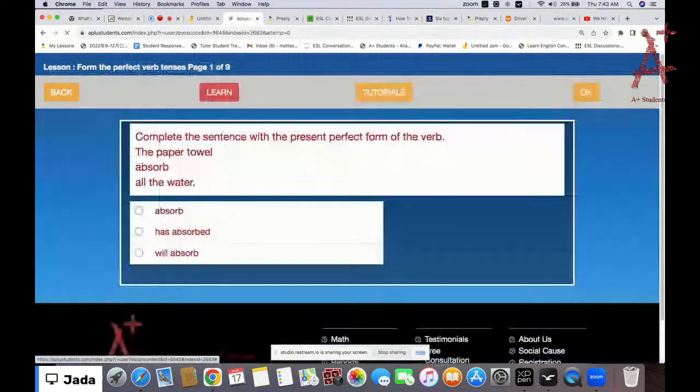Okay, so let's go try the test and see. I want everyone to communicate now. We have only 9 questions from this one. Complete the sentence with the present perfect form of the verb. The paper towel dash absorb all the water. So now, is it absorb, has absorbed, or will absorb? So what's gonna be the right answer here now? Will or has? So which one do you all think will be the right answer?